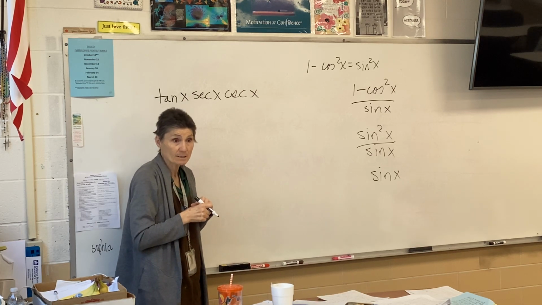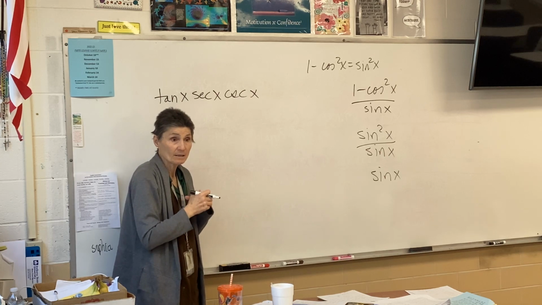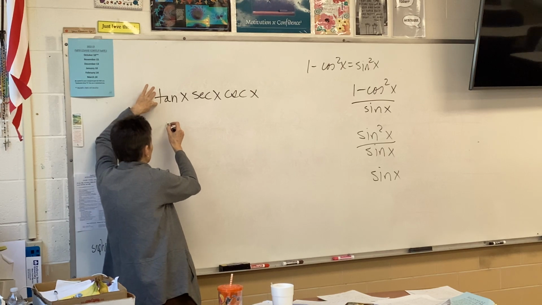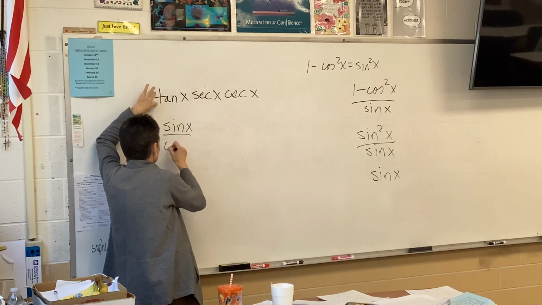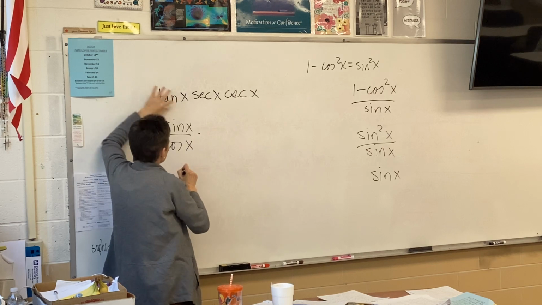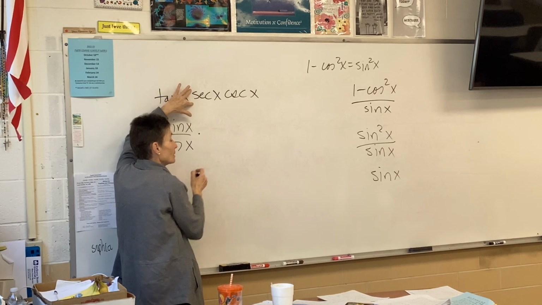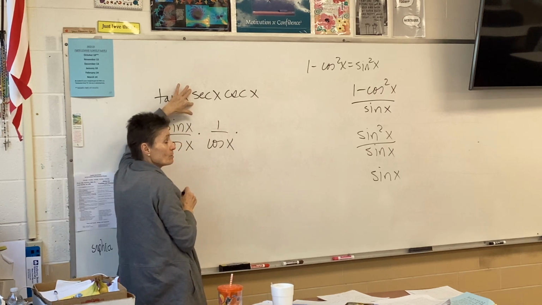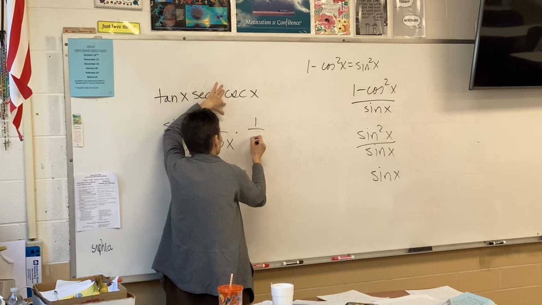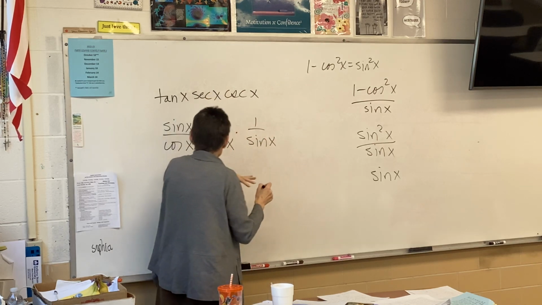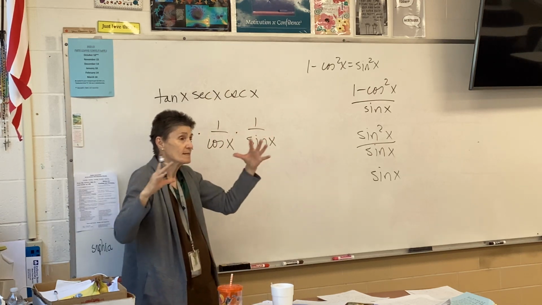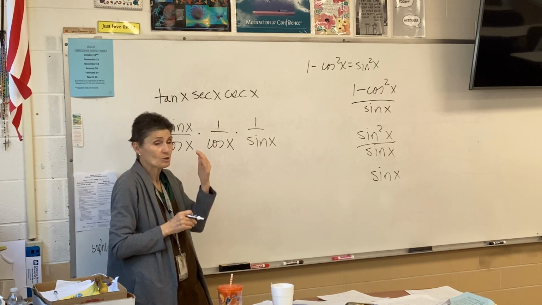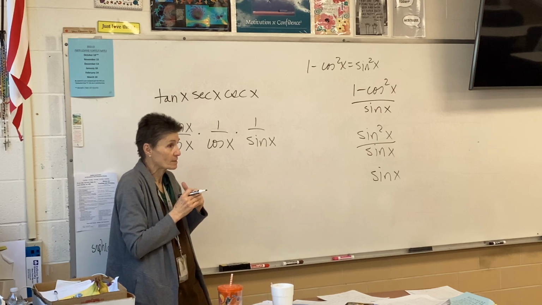Making fractions in terms of sines and cosines. So what about tangent? Sine over cosine. Okay, what about secant? 1 over cosine. And what about cosecant? 1 over sine. So Sharon's exactly right. When we have all these things multiplied together, she said we're going to turn them all into fractions. And the fractions we turn them into are sine and cosine fractions.